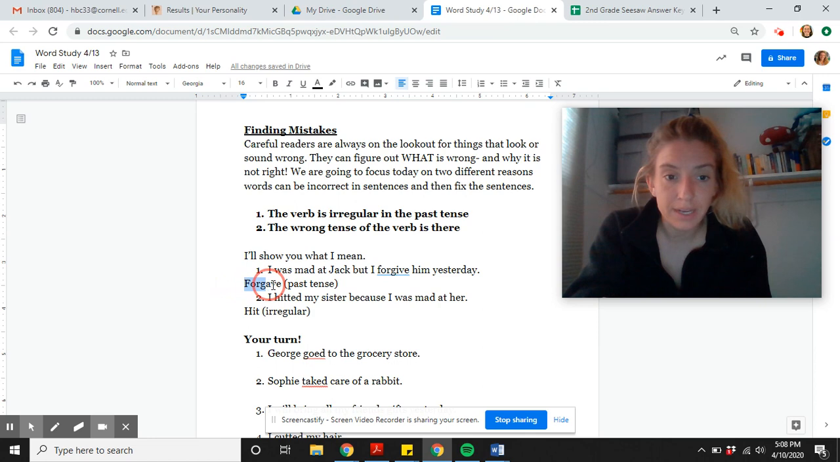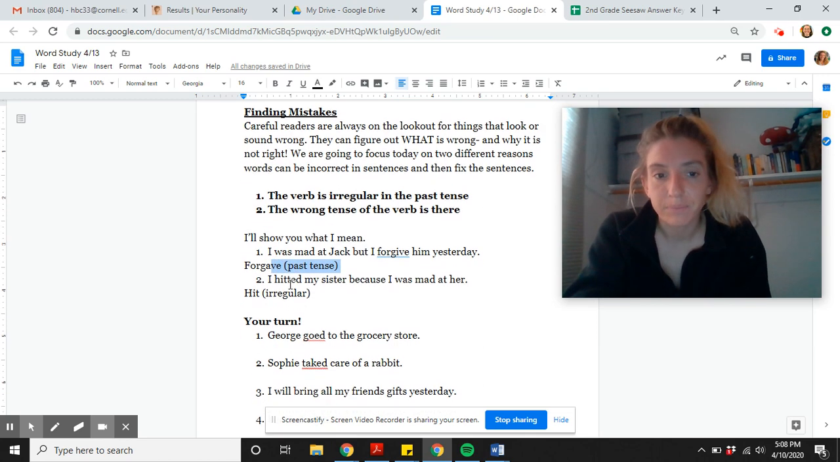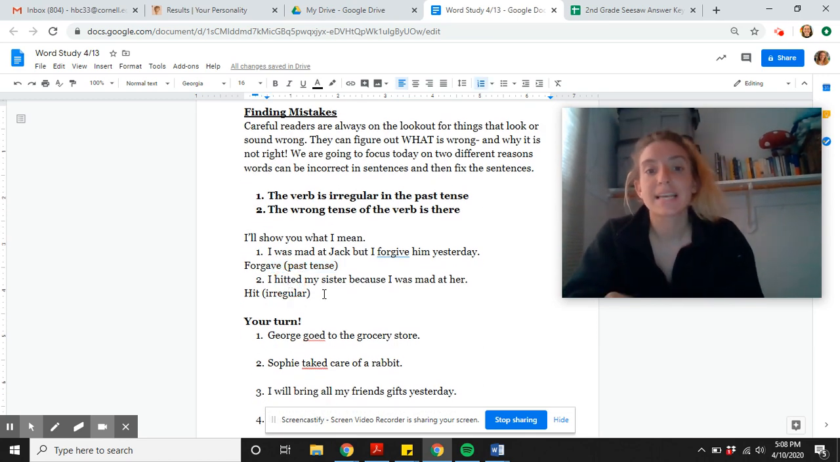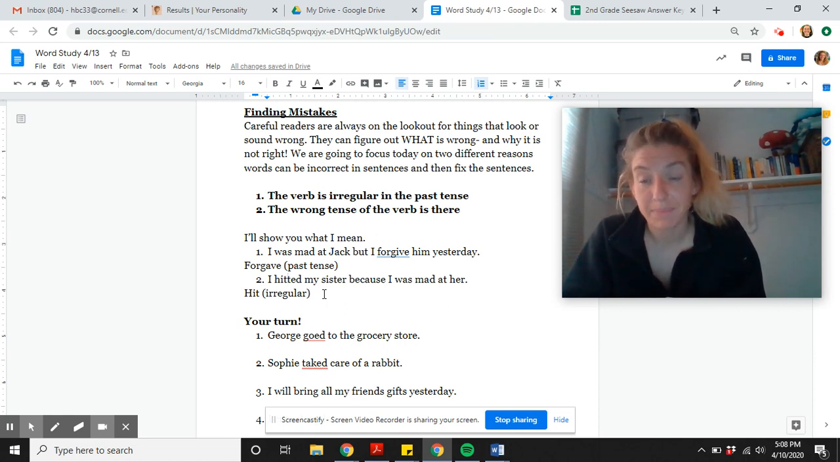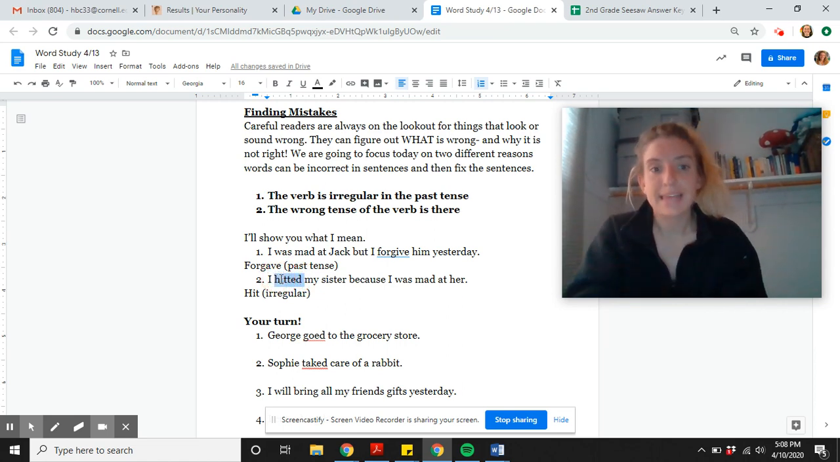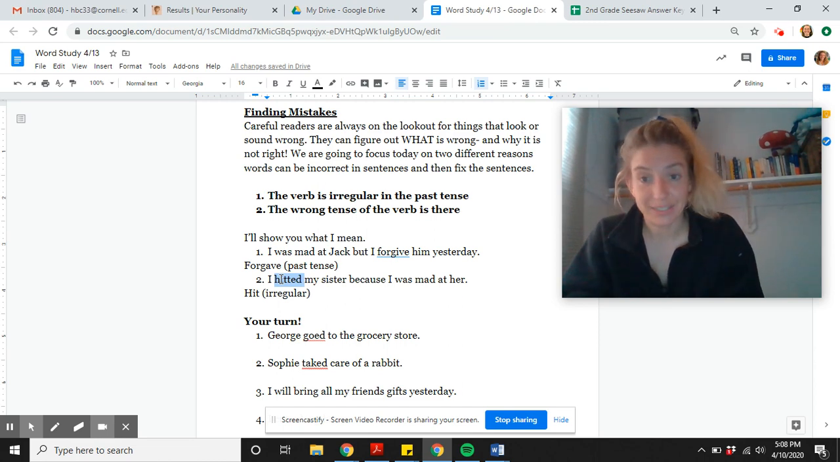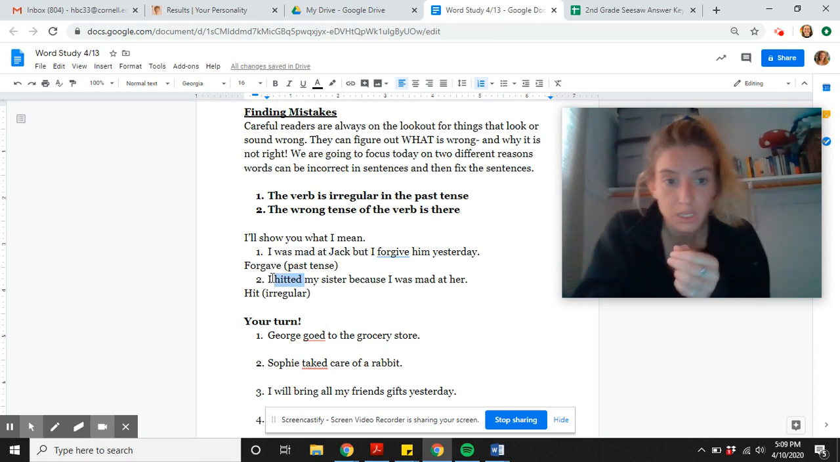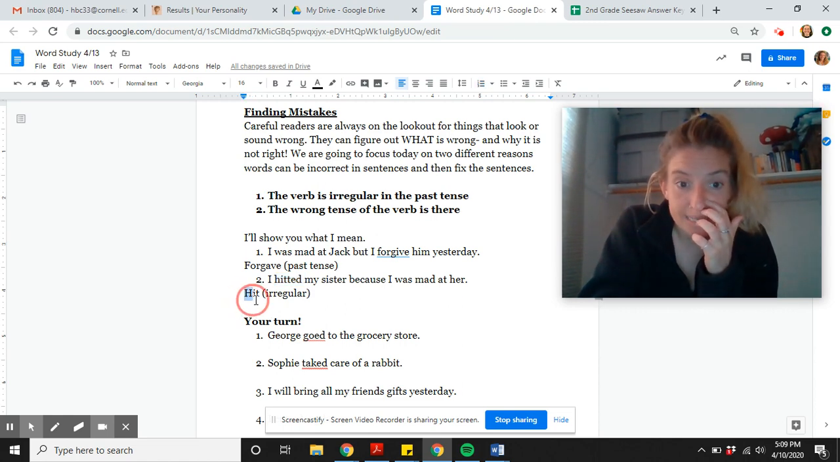Notice how I put the correct word, which is forgave, and I put what it needed to be in, which is the past tense. The second one says, I hitted my sister because I was mad at her. Well, I see that the verb here is hitted, but I also remember that I don't add an ed to the word hit when I put it in the past tense. I just need the word hit. So I went ahead and I wrote hit.